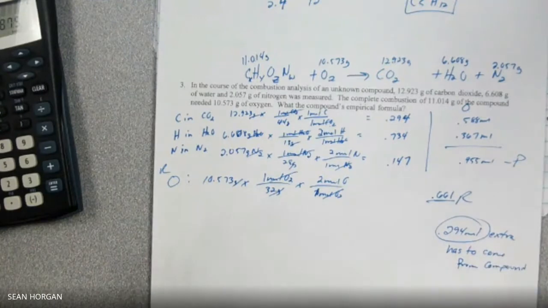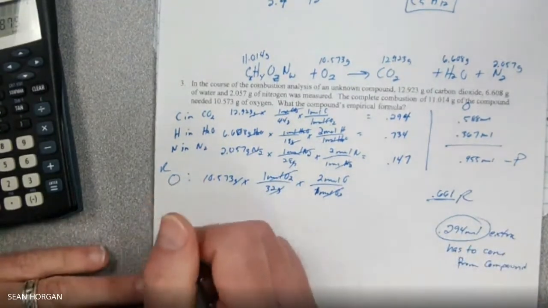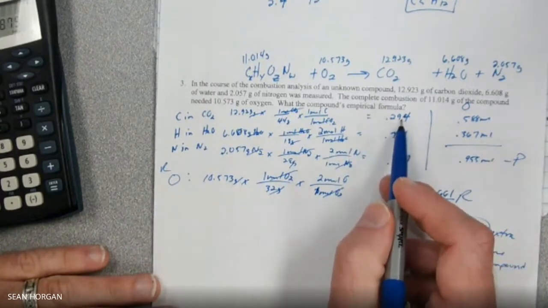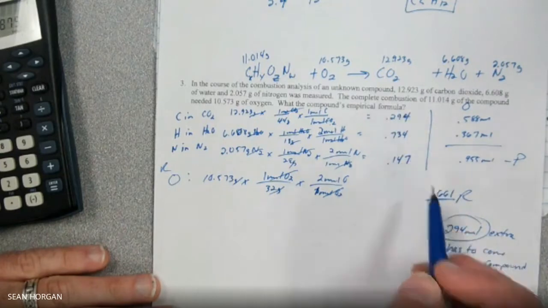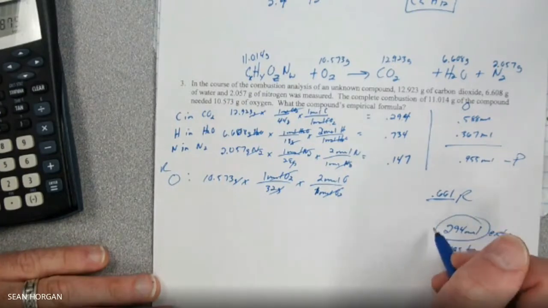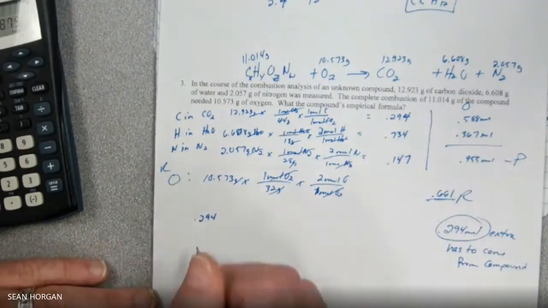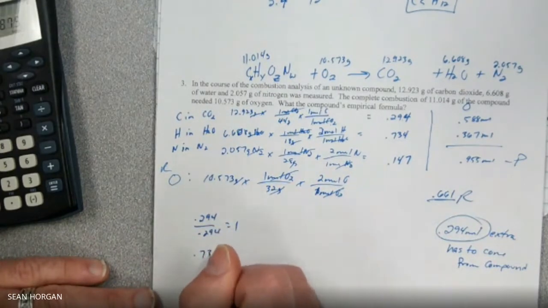Right? So that means we can convert this into moles as well. So we end up with, that's the C in the compound, that's the H in the compound because they're conserved, that's the N in the compound, and that is the O in the compound. We end up with 0.294 divided by 0.294, which gives us 1, right?